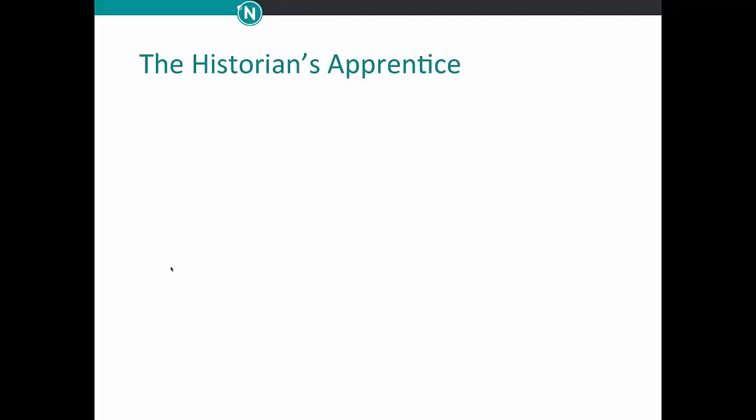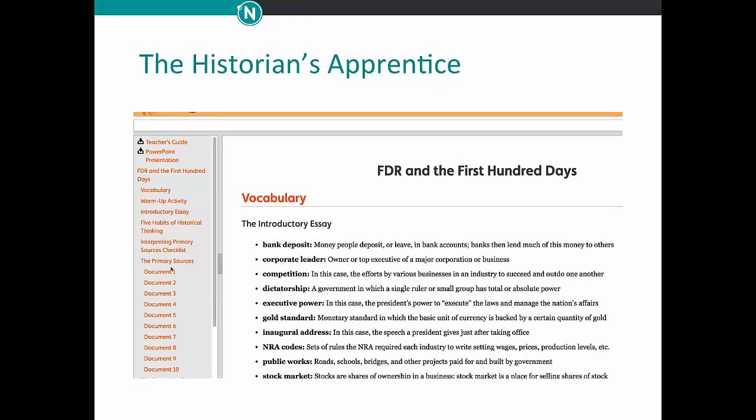So let's kind of focus on some of these individually, and we'll talk a little bit about individual activities and what we can use in those for developing AP skills. So the first one I want to talk about is the Historian's Apprentice. And because I'm an American history teacher, I picked something that some of my students are working on right now, or at least the period, and that is the Depression and the New Deal. And this one focuses on FDR and the first 100 days.